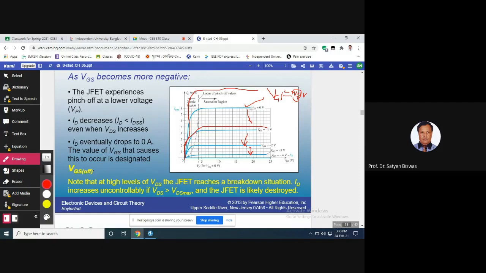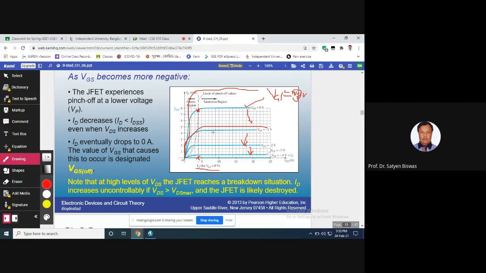Let's think about the pinch-off. Why is the pinch-off voltage for VGS equal to 0 volt like this? This is the standard one when the VGS equal to 0. And you see the pinch-off starting from here, right? So that means that is the pinch-off voltage. If you go down, here is the pinch-off voltage, around 4 volt.